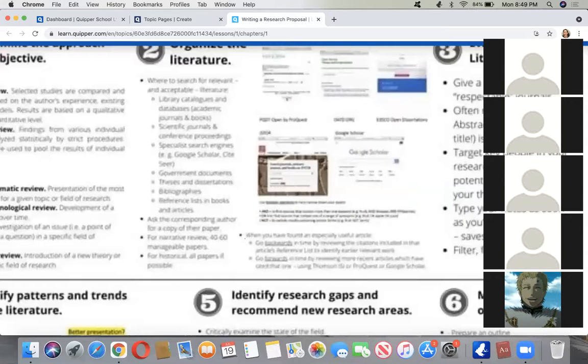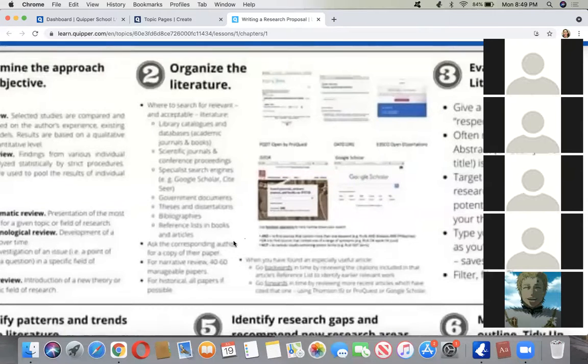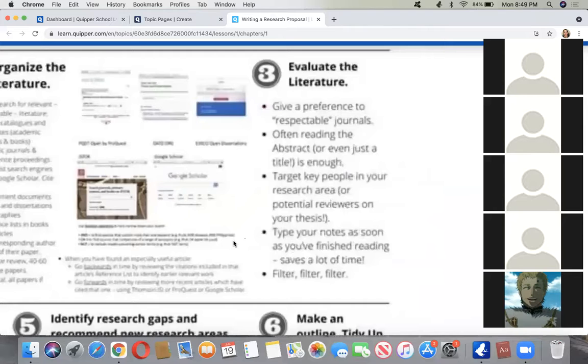So, for narrative reviews, there should be 40 to 60 manageable papers. So, imagine, no? Katunga pa lang. So, that's why napaka-makapal yung mga thesis. And for historical, all papers are possible if possible. No? Lahat. And the third step is evaluate the literature.